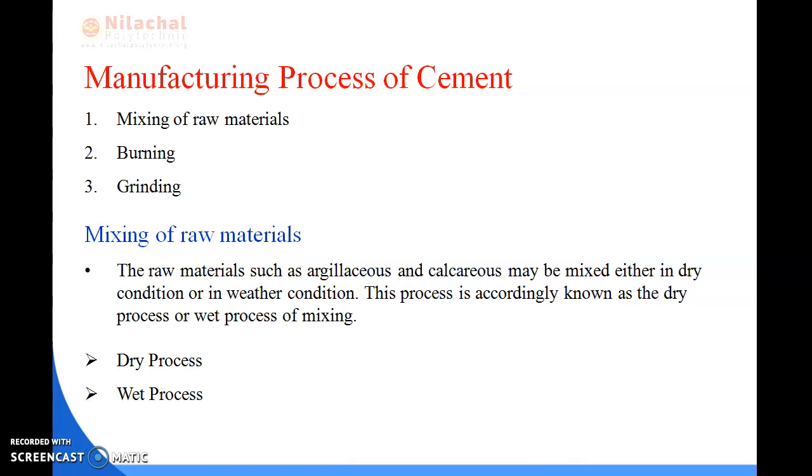Argillaceous I have told you in chapter 1, that is the argillaceous material, clay, and the calcareous material, that is limestone. These are the two materials which are used in the processing of the cement, and these are mixed either in dry conditions or in wet conditions. So this process is accordingly known as the dry process.